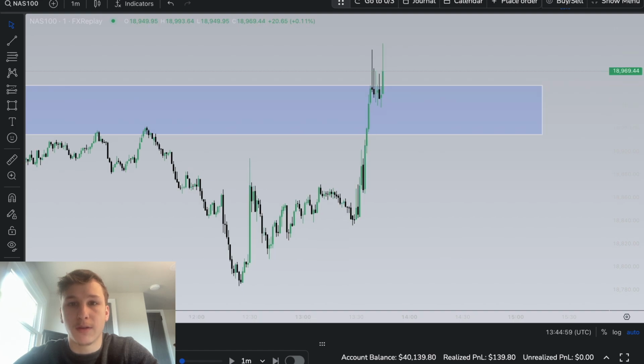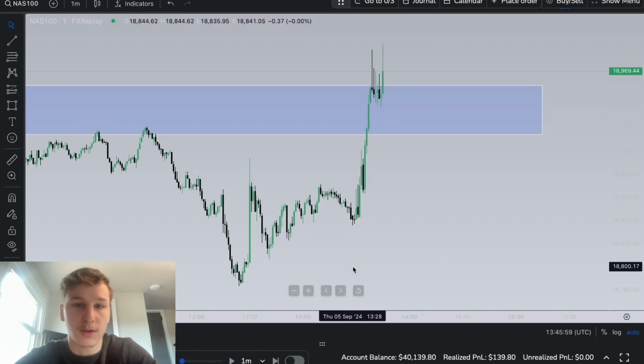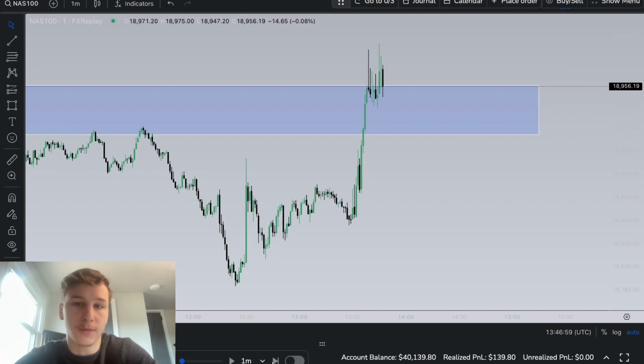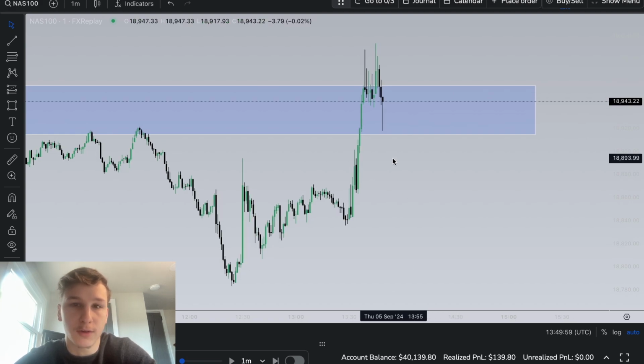See if we drop down. Nope. So it just consolidates, spikes up again. So pretty much a little bit of an odd day, but the bias is pretty clear in my eyes. So all right, we drop down. Here's a fair value gap.